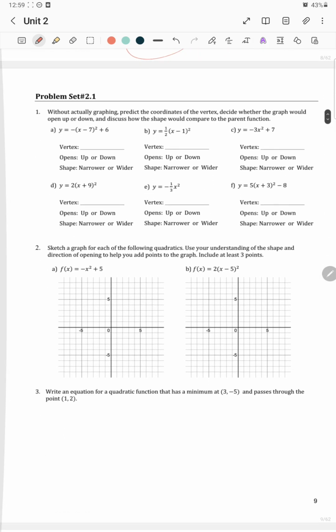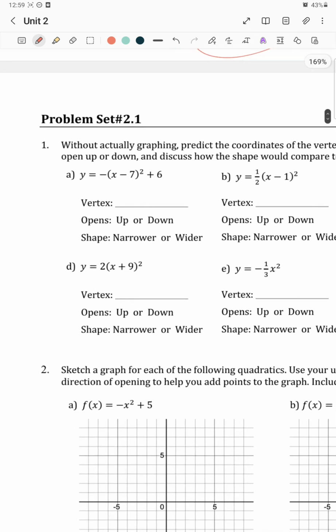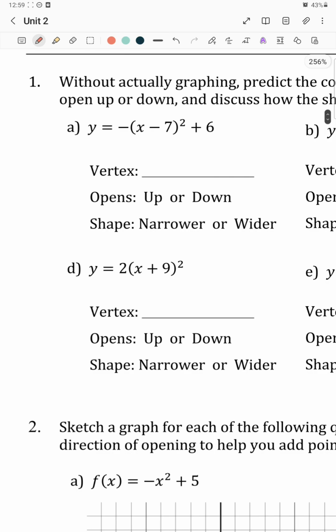Problem set number 2.1. Without actually graphing, predict the coordinates of the vertex, decide whether the graph would open up or down, and discuss how the shape would compare to the parent function. So first of all, y is equal to minus (x minus 7) whole square plus 6. So the vertex is going to be 7 and 6. It's negative, therefore it's going to go downwards. Either it would be narrower or wider, neither.